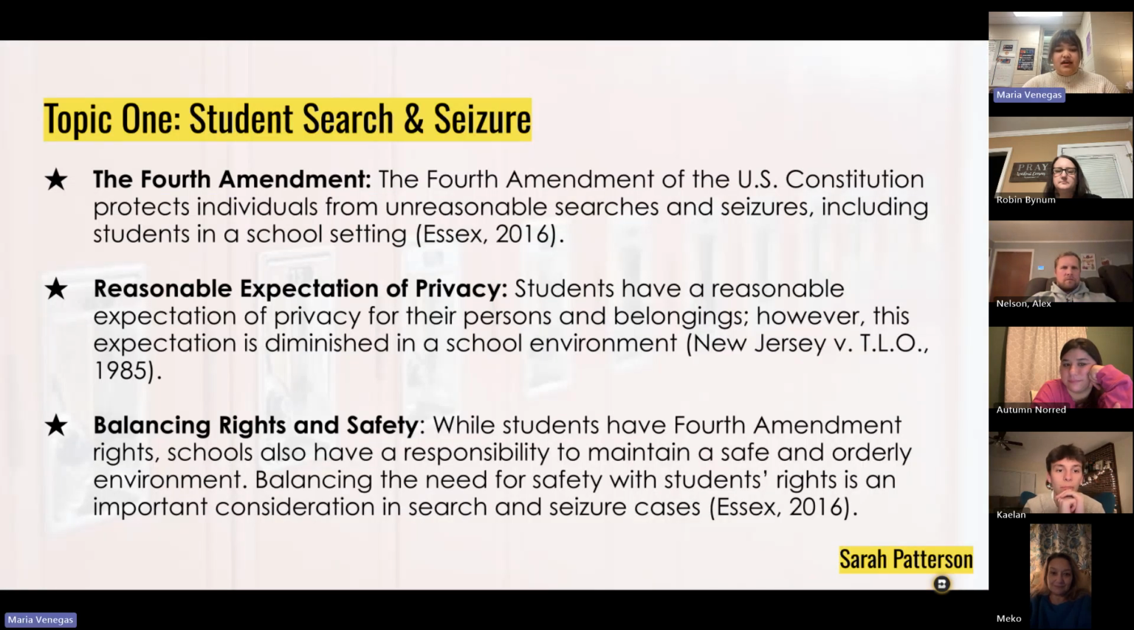Let's begin with student topics. The first student topic is search and seizure. The Fourth Amendment protects individuals from unreasonable searches and seizures, and this applies to students in schools as well. However, in a school environment, this protection is balanced with the need to maintain safety and order.